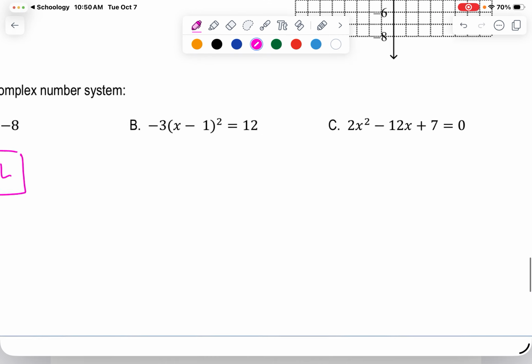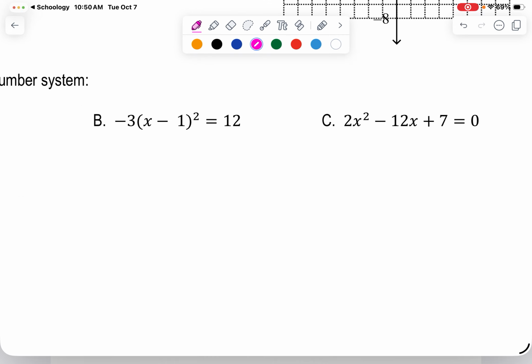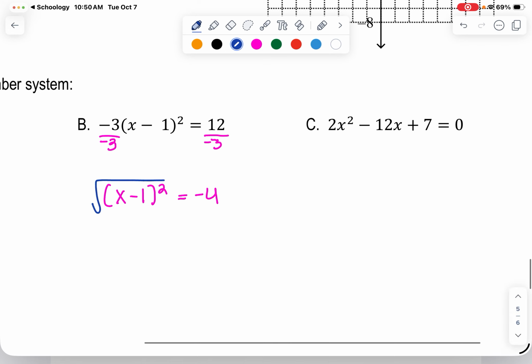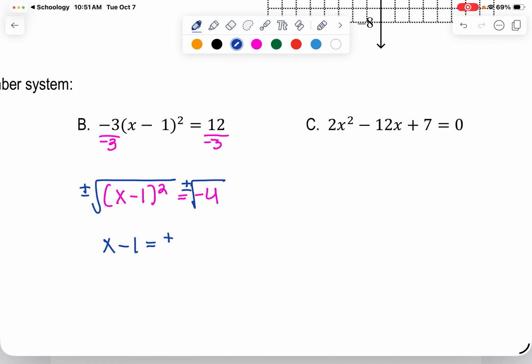All right, next one right here, I'm gonna start by dividing both sides by negative 3, because I'm going to solve this quadratic by square rooting. I'm not going to expand it. That is way more work. Now I'm going to solve by square rooting. Whenever I square root, I have to remember to do plus or minus to account for both the positive and negative solution. And now I'll take the square root of -4, which is 2i. Add 1 to both sides, and we have x equals 1 plus or minus 2i.